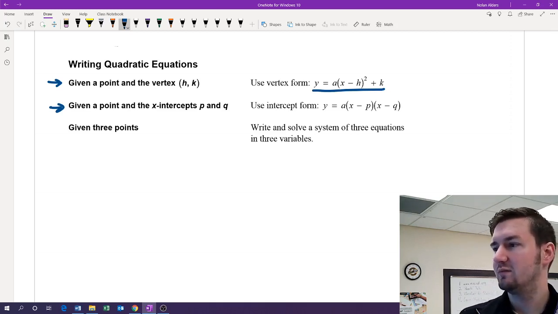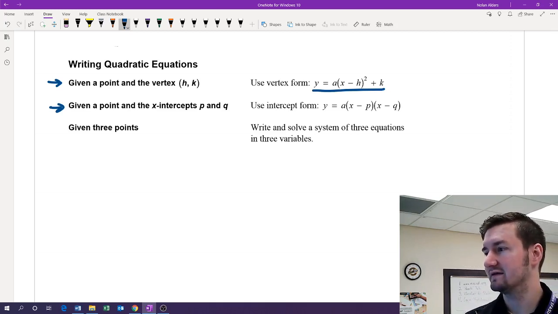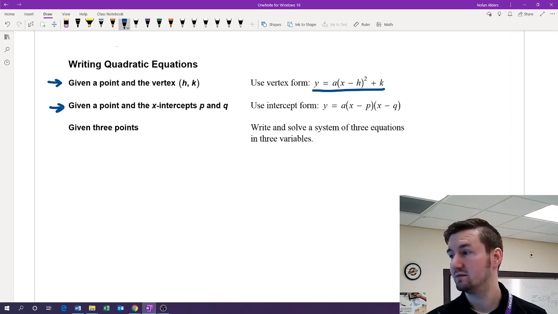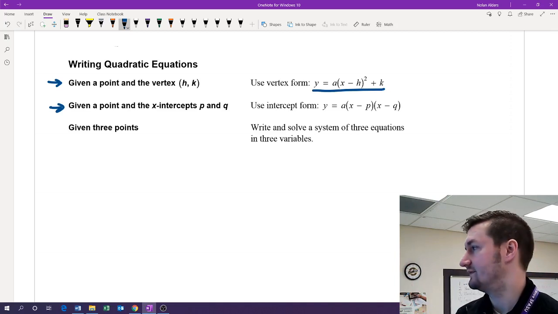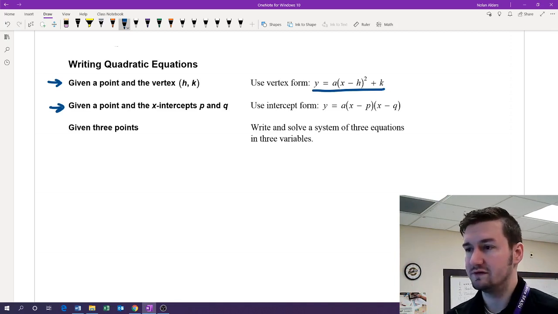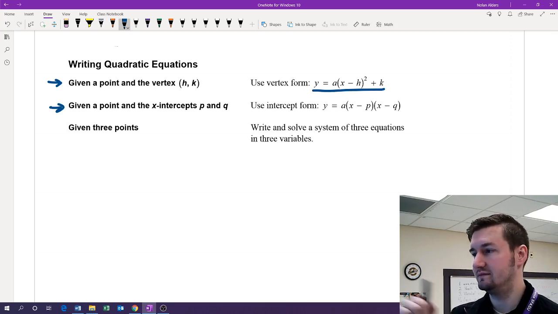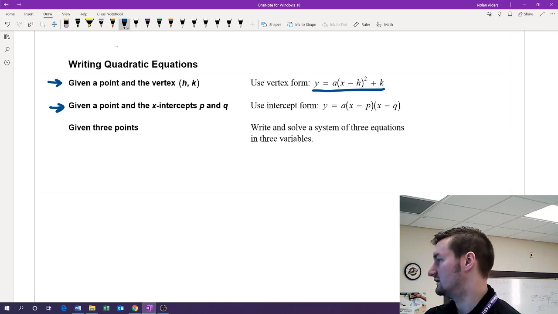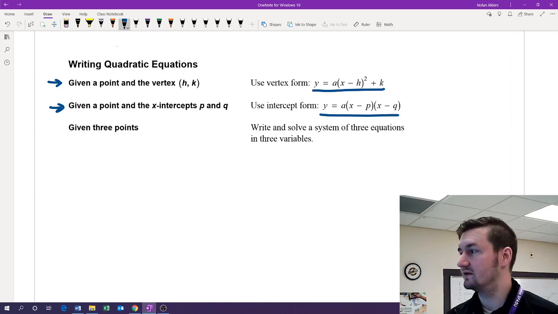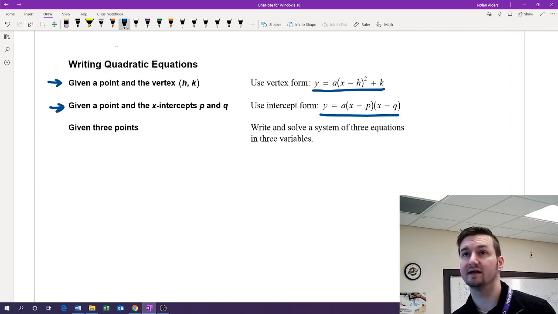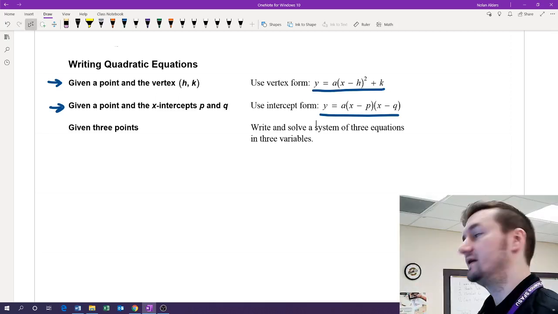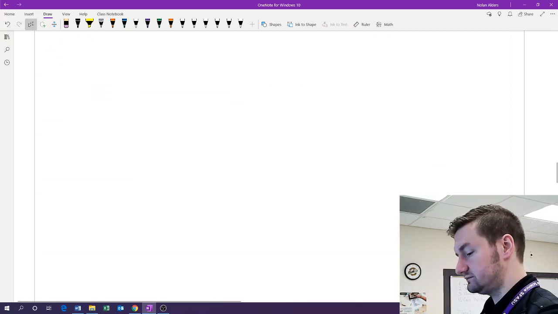Now let's say we have a point and the x-intercepts. So the x-intercepts are just the points where the function crosses the x-axis. So let's say we have that. Let's say just some random point and the x-intercepts. Then we can use this form here. So we're going to keep those two forms in mind, and then let's look at an example of how we could actually write an equation here.